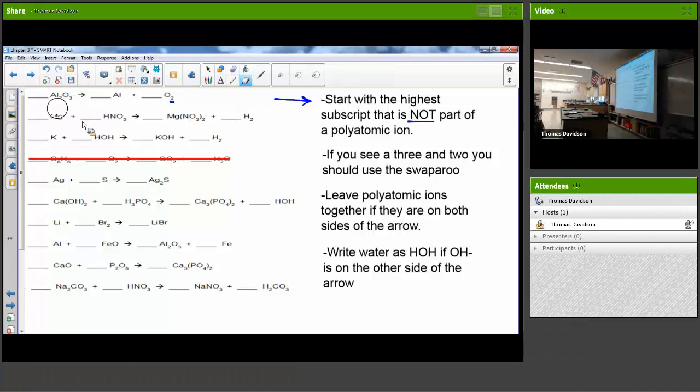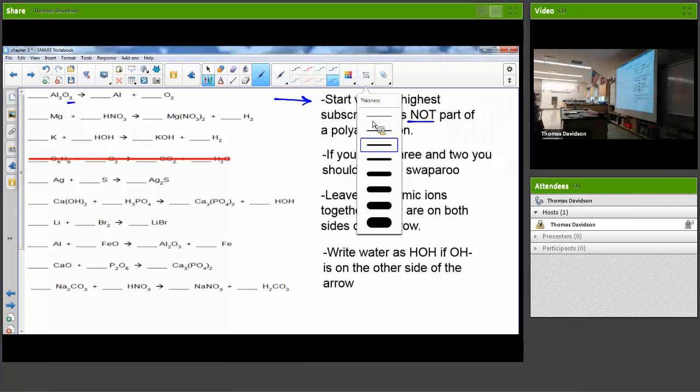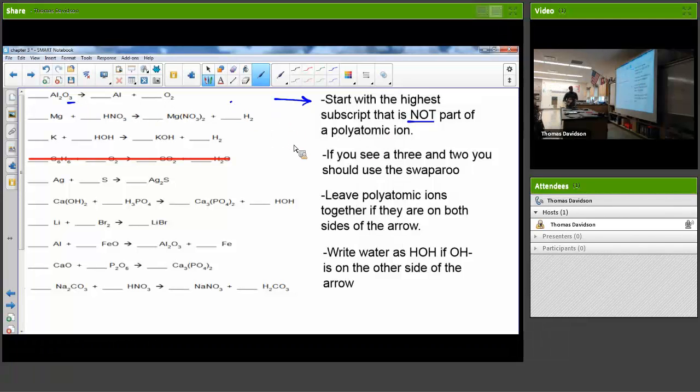When we balance this, the highest subscript that is not part of a polyatomic ion is this 3. Now, there is not a polyatomic ion in this first example, so that doesn't really matter. But let's start by fixing the 3. So if you have 3 here and you have 2 here, we actually are going to use this trick also, which people mock me for this trick, but it saves them lots of time if they use it. It says, if you see a 3 and 2, you should use the swapperoo.